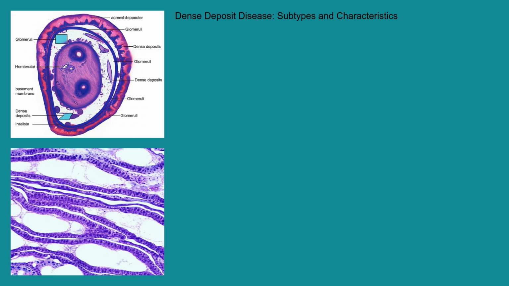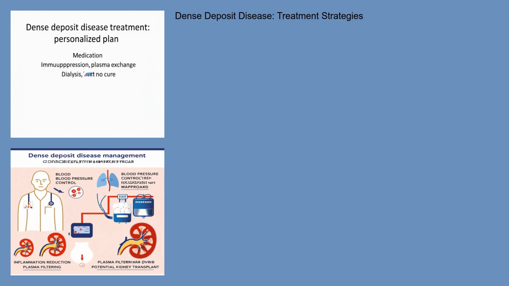Dense deposit disease is not currently classified into distinct subtypes. The primary characteristic is the presence of the dense deposits in the glomerular basement membrane. However, researchers are actively investigating potential variations in disease presentation and underlying mechanisms to better understand the heterogeneity of the condition. Unfortunately, there is no cure for dense deposit disease, and treatment focuses on managing symptoms, slowing disease progression, and preventing complications.